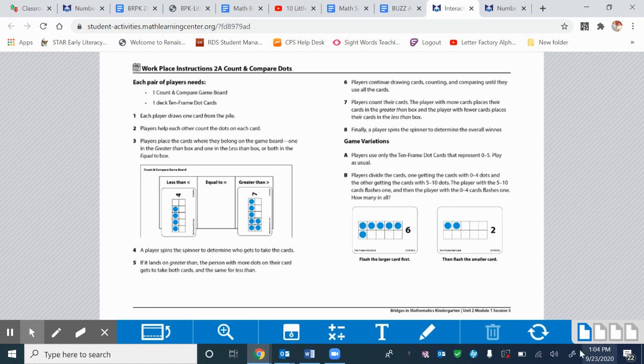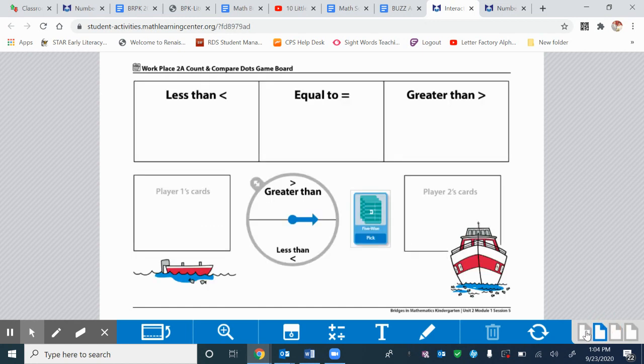I want you to look down here where I'm circling in the bottom right-hand corner, and you see 1, 2, 3, 4. They look like pieces of paper. Right now, this one's highlighted blue. That's the instructions. I'm going to click next to it right here, and that is going to open up the game board that we need to use.